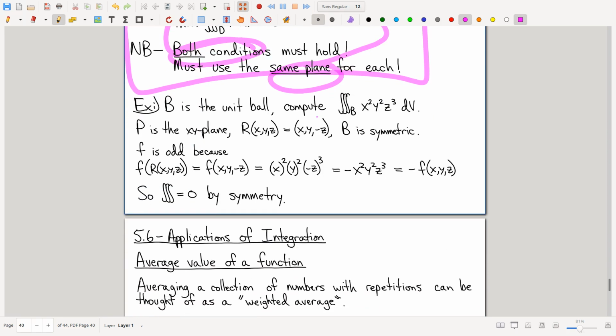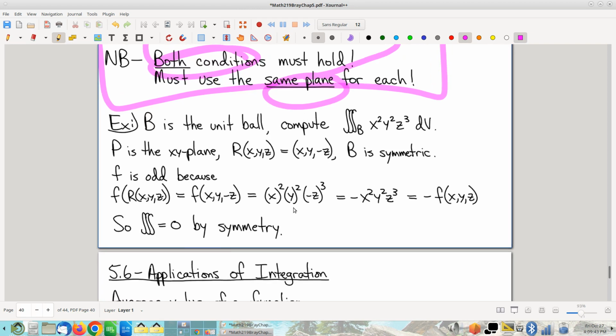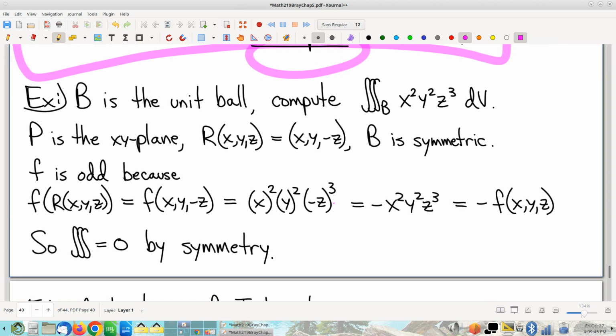The example here, let's see, how much time do I have here? 0? Negative? Do I have negative time? Oh, I have 20 seconds. Okay. I'll say something really quickly.